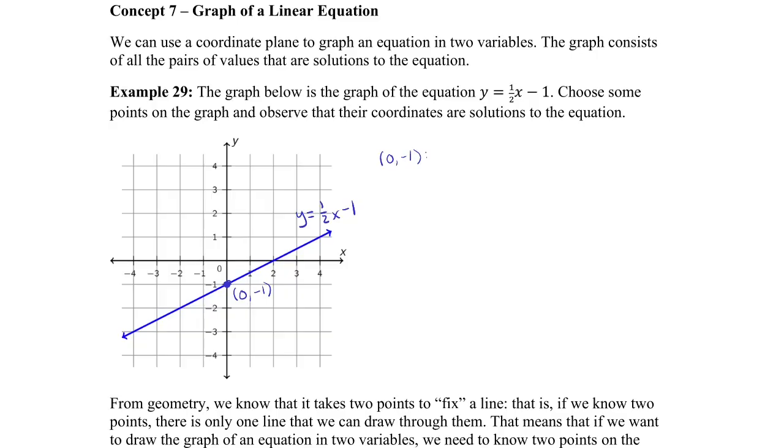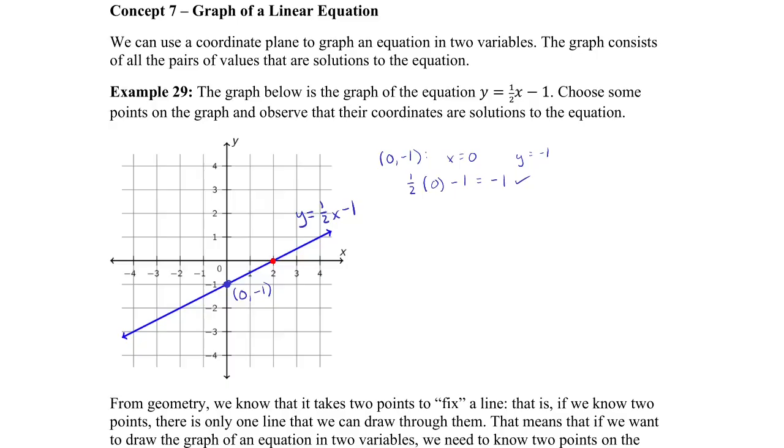If I plug in x is 0 and y is negative 1, my equation becomes a half times 0 minus 1 equals negative 1. And that really is true, right? A half times 0 is 0. Minus 1 is negative 1.